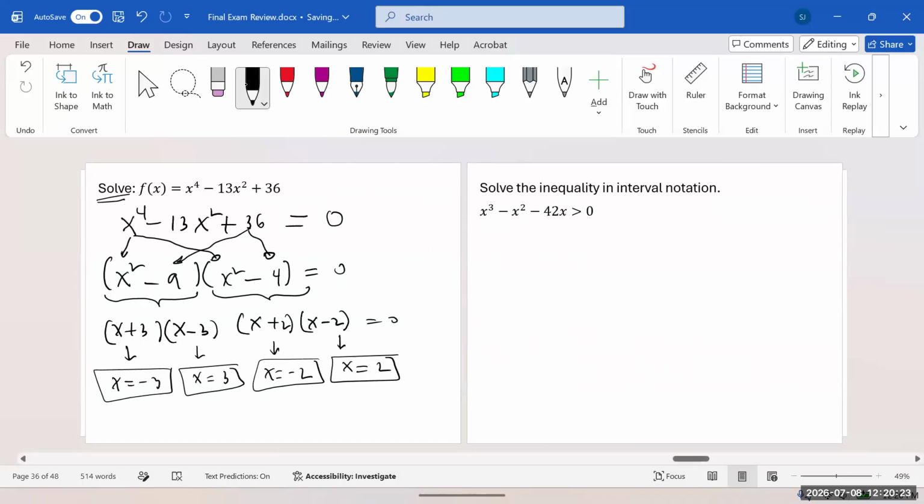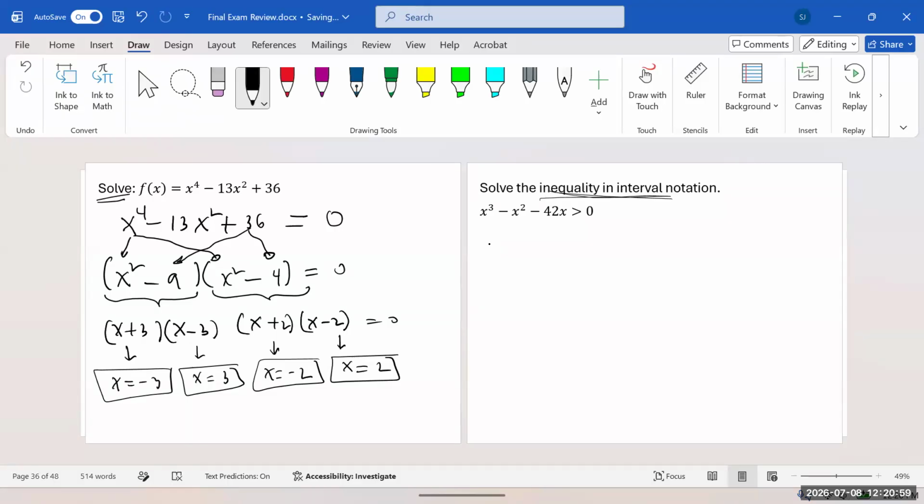Same thing, but in inequality notation. It means we're not going to have x equals a number, we're going to have an interval. But we need those x-intercepts to figure out our intervals. What do you think our first step should be?